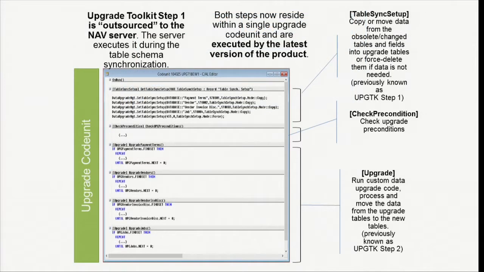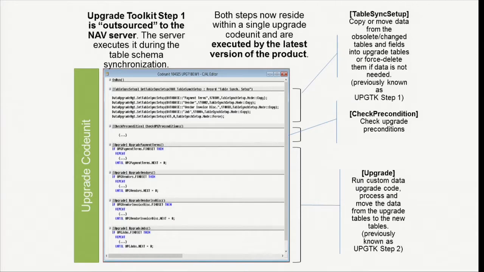So the important thing to remember is the upgrade code unit, which is the new type of code unit in NAV 2015, because this is the placeholder where you run both upgrade step 1 and upgrade step 2. And both such upgrade steps are running in the newest version, the version that you have modified. Upgrade step 1 is currently outsourced to the NAV server. So we call the upgrade process actually a single step, because the schema synchronization is handled by the server, and we only need to provide an upgrade instruction to the server on how we want to handle the data.